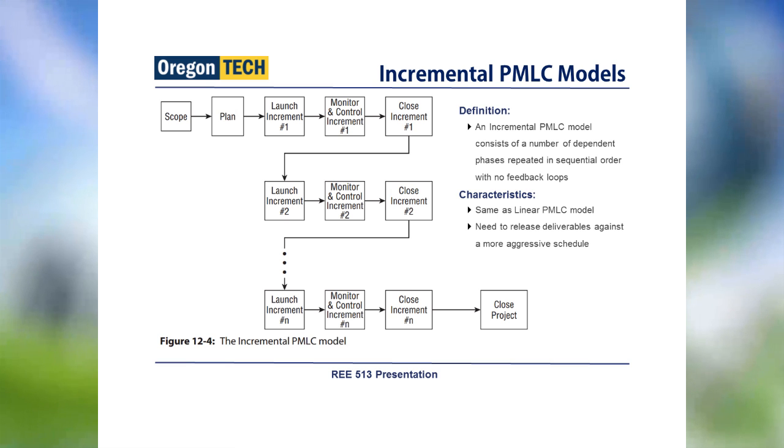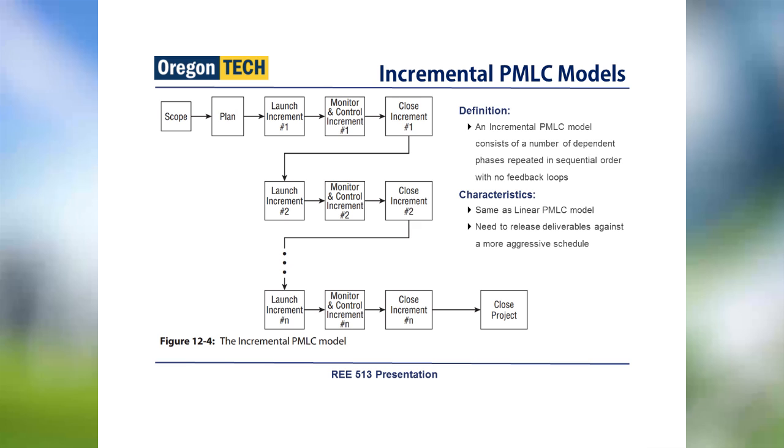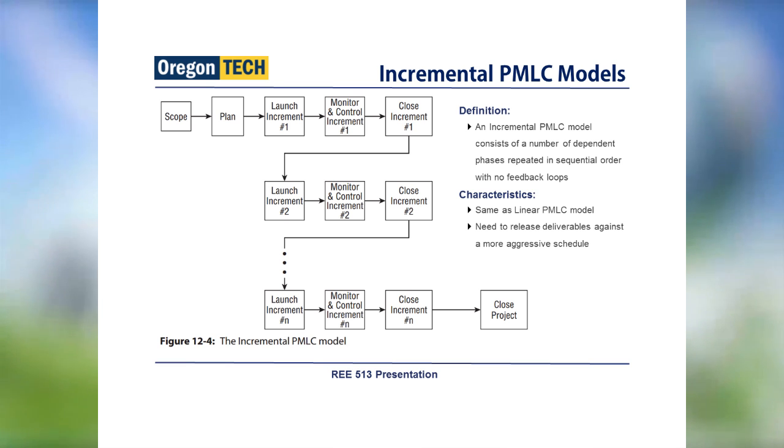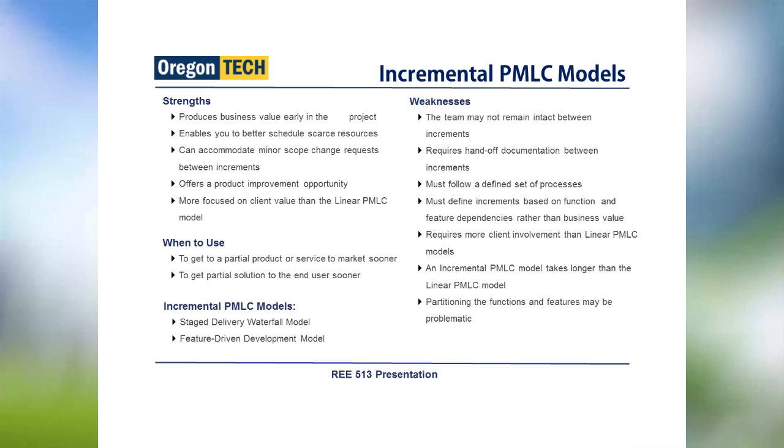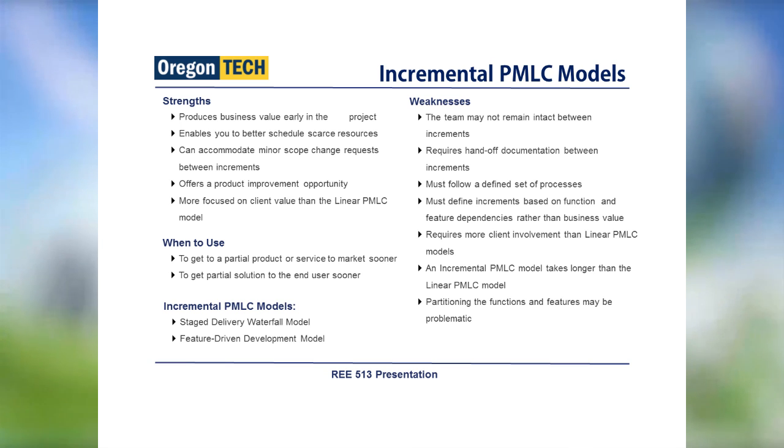The second category of traditional project management life cycle is the incremental PMLC model. This type of traditional project can be divided into several deliverable phases. This type of model is almost the same as the linear model. However, the schedule is more aggressive, because the work has been divided into smaller parts, so it is a little bit easier to accommodate change compared to the linear model, and it produces business value in the early stage of the project.